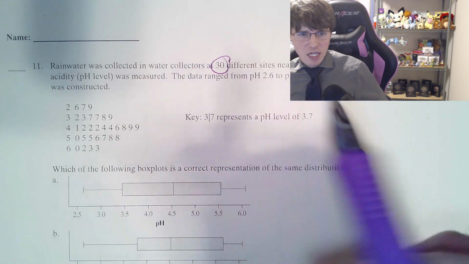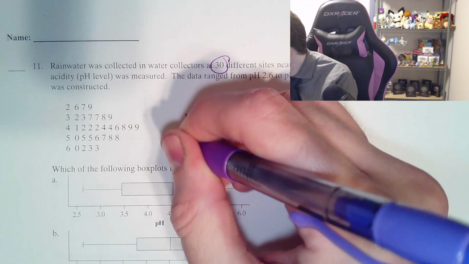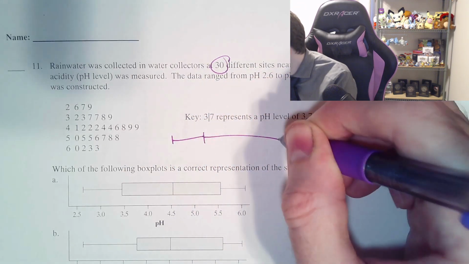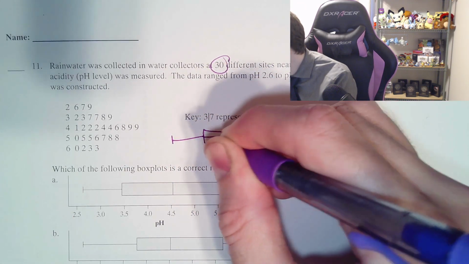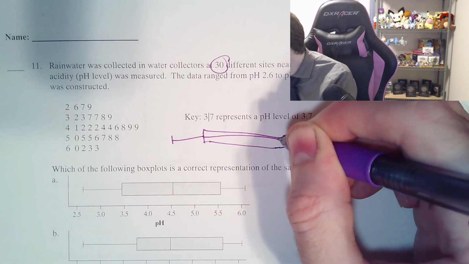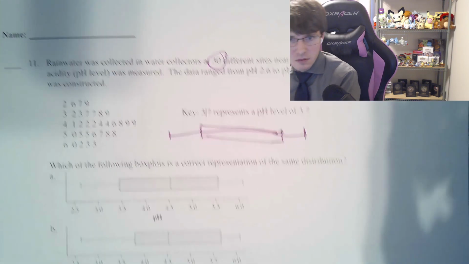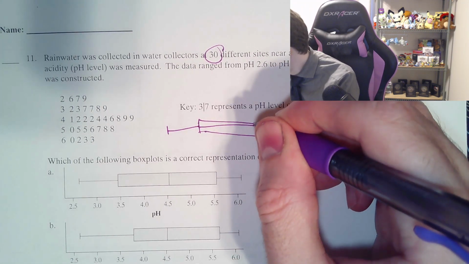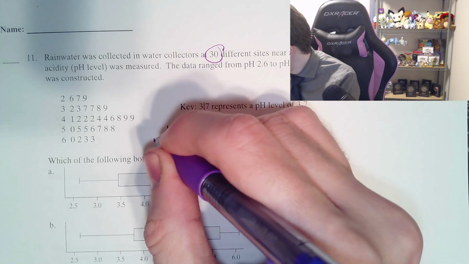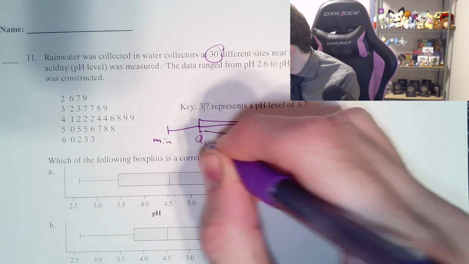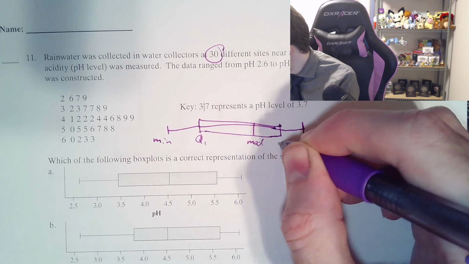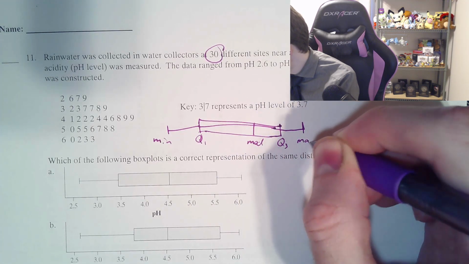So remember, anytime you're doing a box plot in general, no matter what they're going to look like, this is going to be your minimum value. This is going to be your Q1. This is going to be your median value. Here's going to be your Q3, and here's going to be your max.